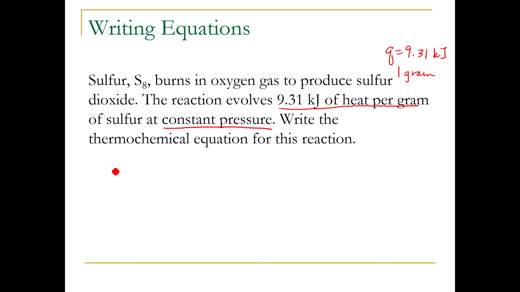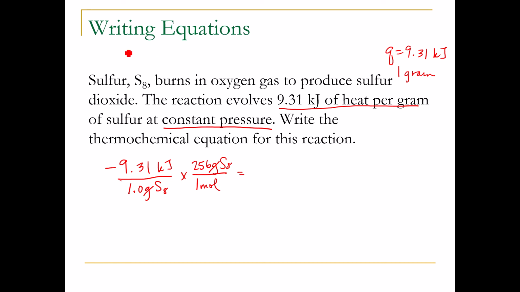So we're going to set this up. I'm putting the negative out front because heat is being released. That's what evolved means. Kilojoules per 1 gram of the sulfur. And then we can turn this to a per mole based on the molar mass. That way our grams are going to cancel out and we'll have per mole.